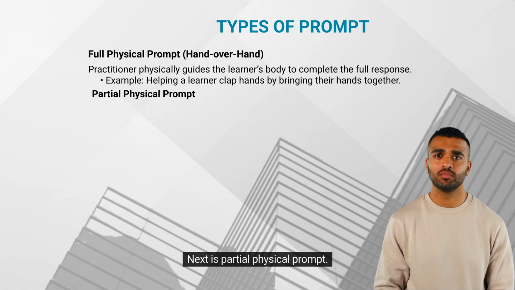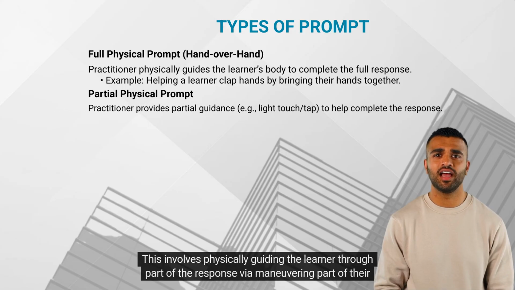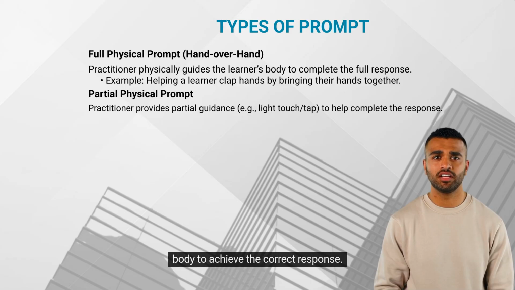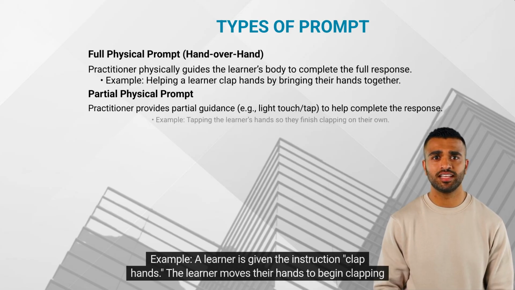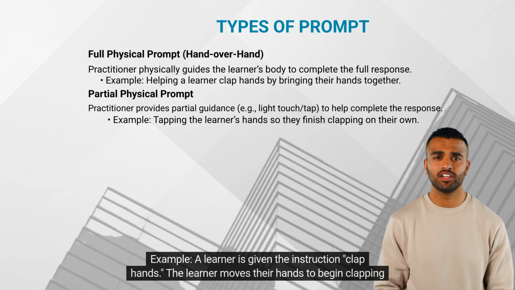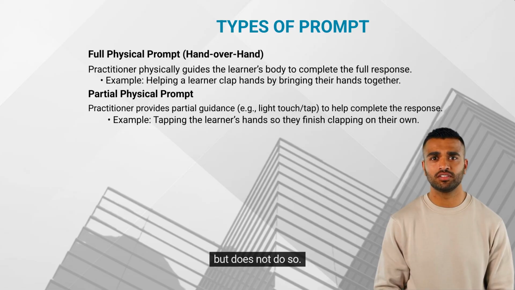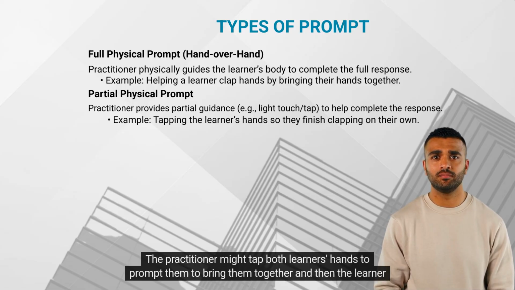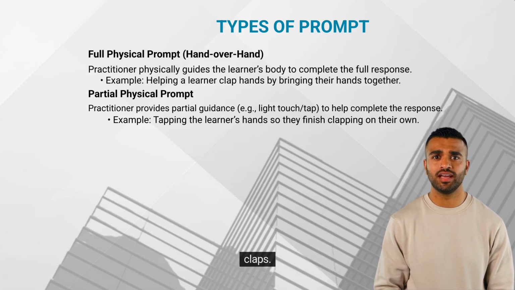Next is partial physical prompt. This involves physically guiding the learner through part of the response via maneuvering part of their body to achieve the correct response. Example: a learner is given the instruction clap hands. The learner moves their hands to begin clapping but does not do so. The practitioner might tap both of the learner's hands to prompt them to bring them together, and then the learner claps.